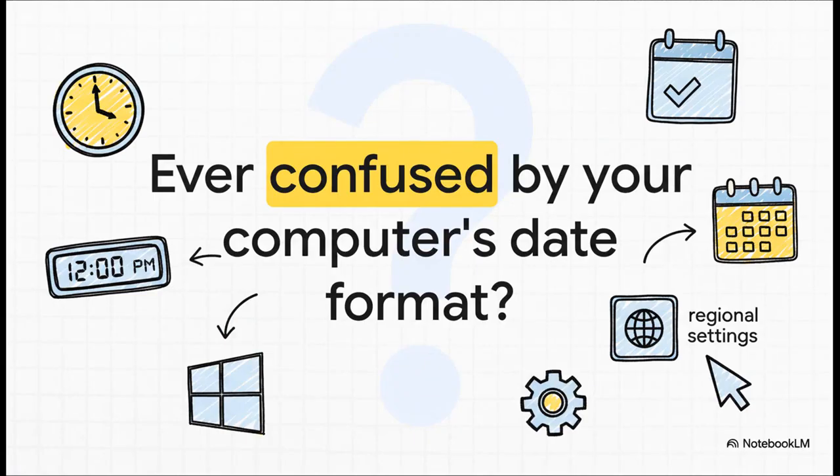You know that feeling, right? You look at a date like 06/07/2024, and your brain just pauses for a split second. Wait, is that June 7th or July 6th? It's this tiny little bit of mental friction. But man, when you're trying to manage deadlines, it can be super frustrating.